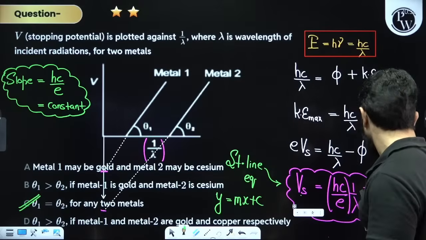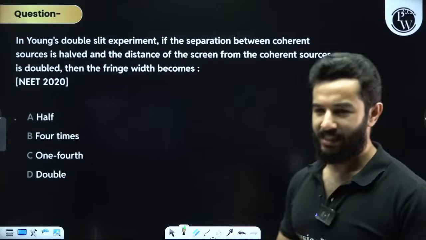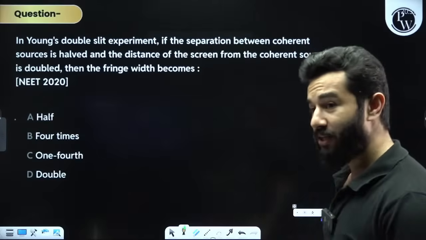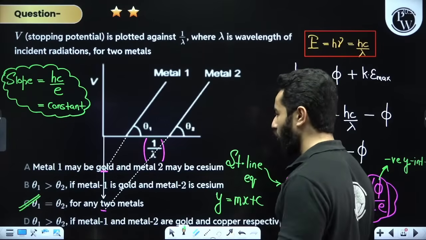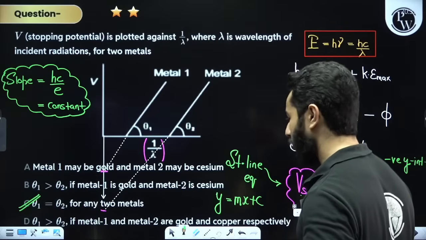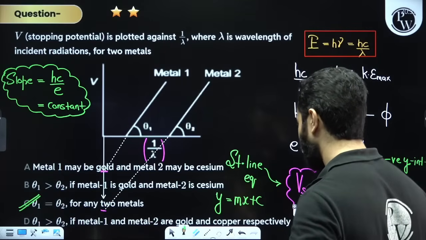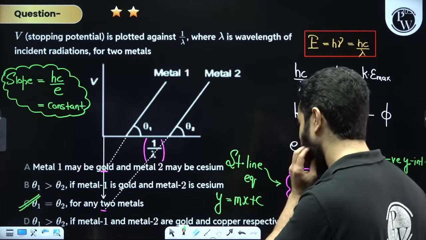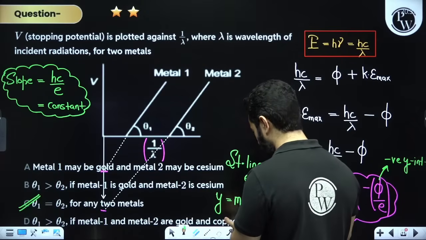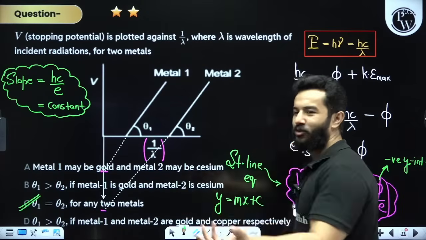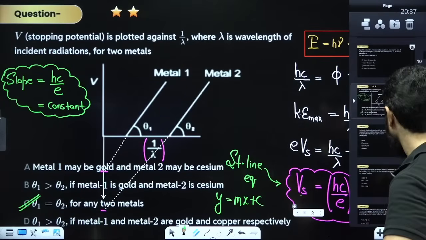Moving on to the next question. What is the difference between option B and option D? Fine, I'll check. Option B: metal 1 and metal 2 are gold, and in the other, metal 1 is gold and 2 is, there is no difference. They are saying copper and cesium. That's what the difference is. Anyway, it is not the correct option, so we should not worry about it.